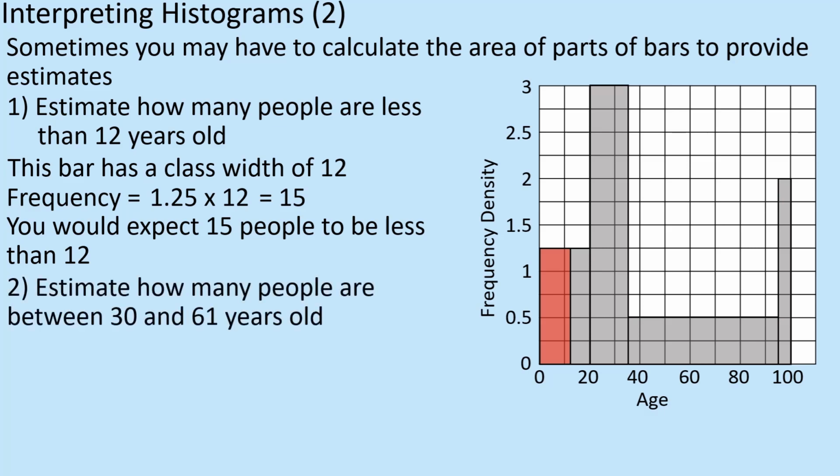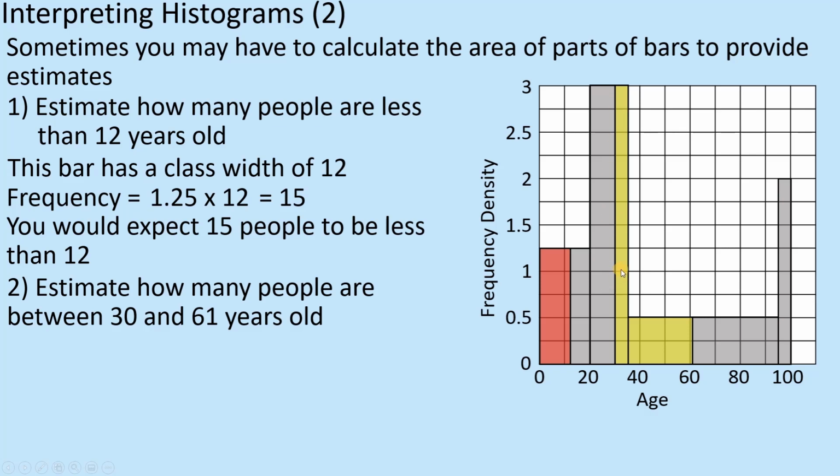So let's have a look at how many people are between 30 and 61. This is a little bit more awkward. So I've got 30. Let's figure out where 30 is. 30 is here, halfway between 20 and 40. And then 61 is just going to be about there. So I've got this bar, or that little bit there, and then I've got this bit over here up to around about 61. Let's highlight it so you can see. That's what I'm looking for, the area of that bit.